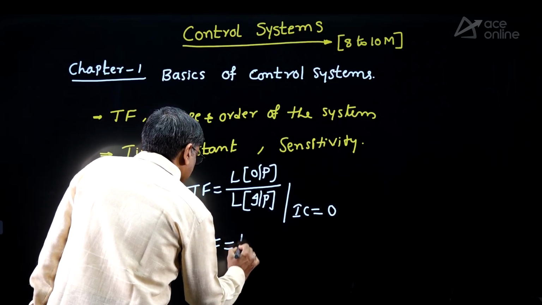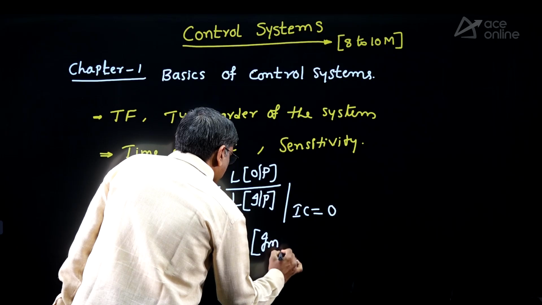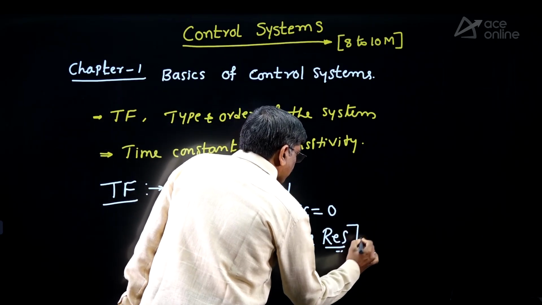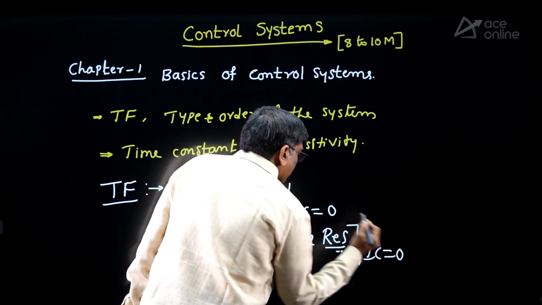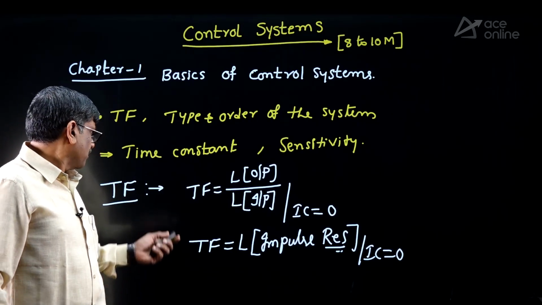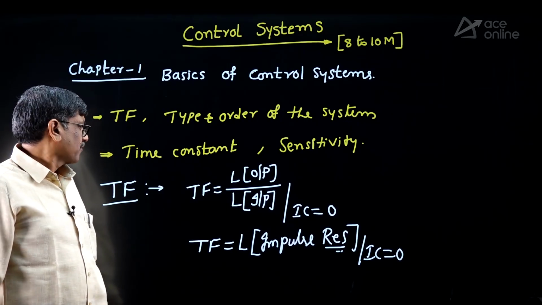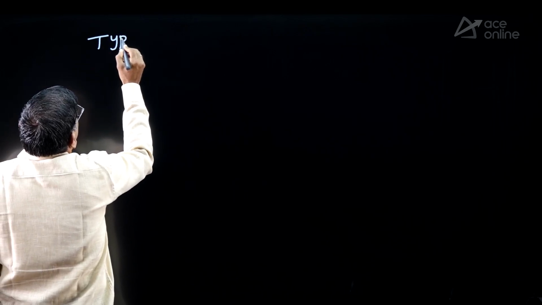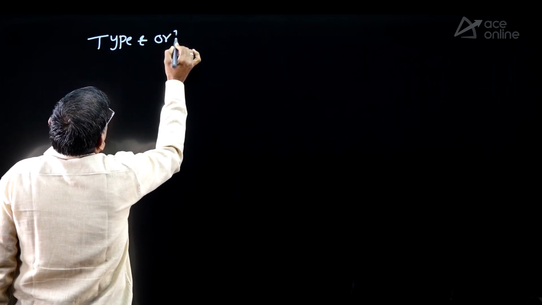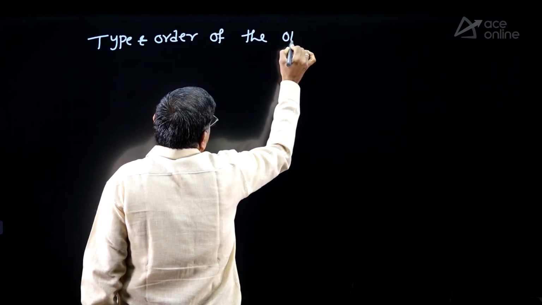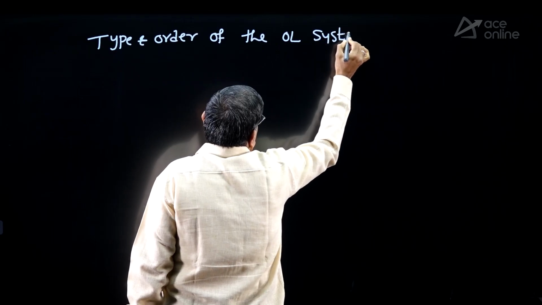Second definition is Laplace of impulse response with all initial conditions 0. This is the second definition of transfer function. So next, type and order. Type and order of the first open loop system we will take. Type and order of the open loop system.